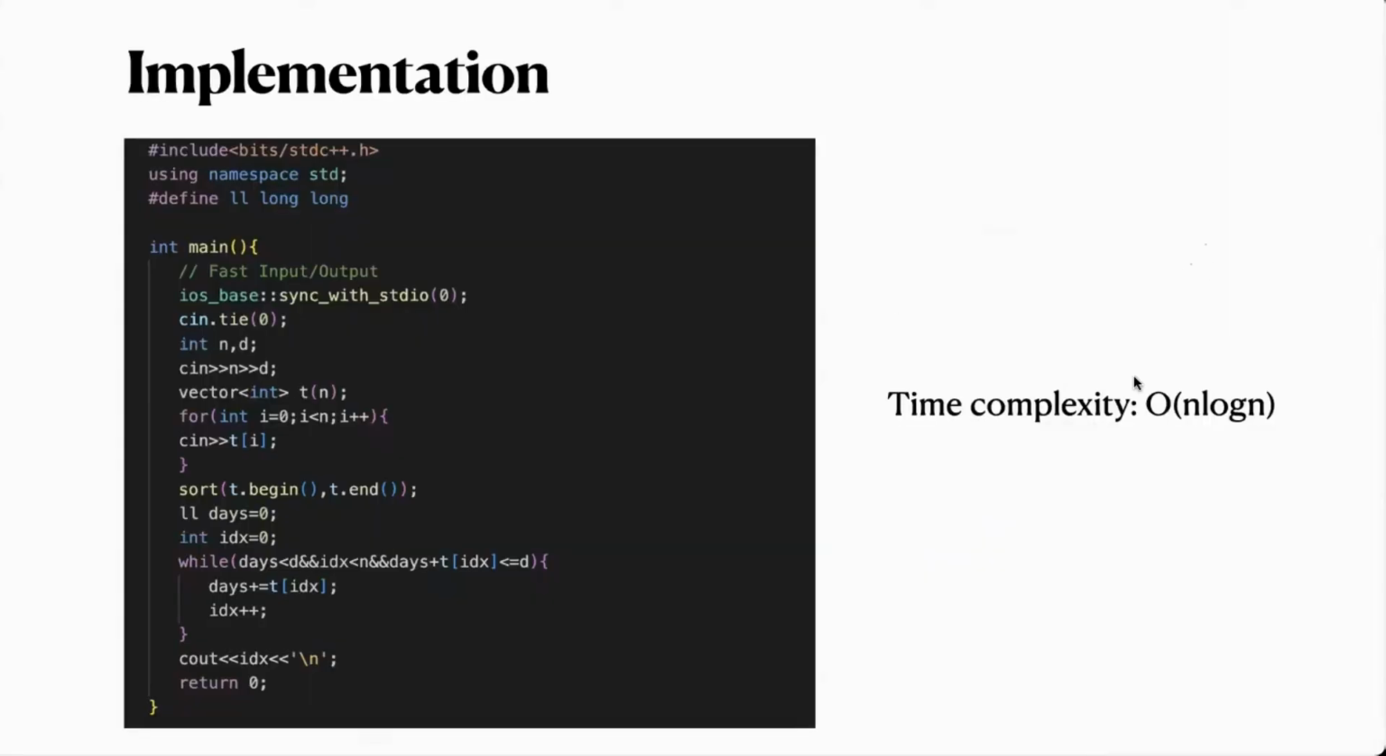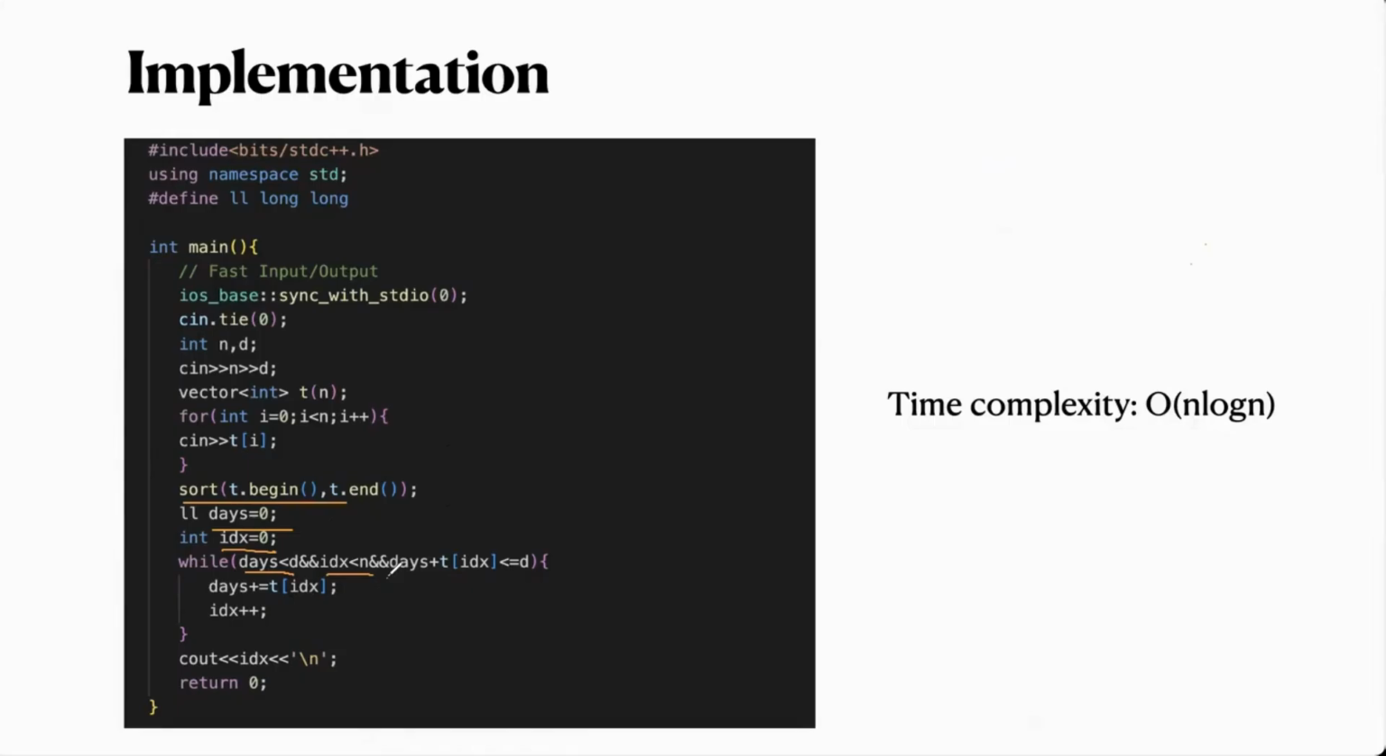Now, this is the code implementation for the question. We have a vector t, which is taking in the number of days required for each technique. We then sort t. After that, we initialize the variable days to 0 and a counter idx. While the number of days is less than d, the value of idx is less than n, since the number of techniques that he can learn cannot exceed n.